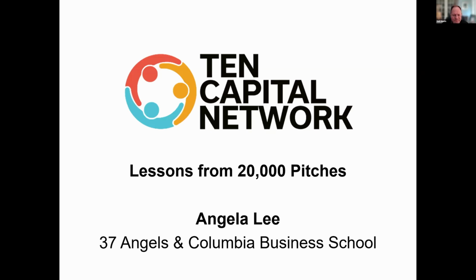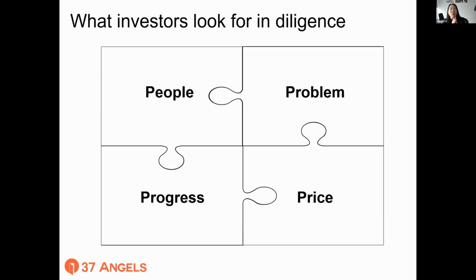Cool. Okay, so I will dive in. So again, I wear 2 hats: founder of 37 Angels and professor at Columbia Business School. And I thought I would start with our 4P framework. So in terms of what we look for when we are looking for early stage companies, we're looking at people, problem, progress, and price. And I just want to go through each of these 4Ps. And again, if folks have questions, please do ask. I would love this to be as interactive as possible.